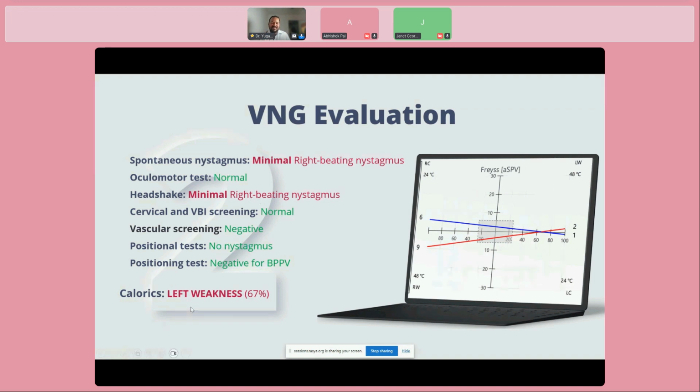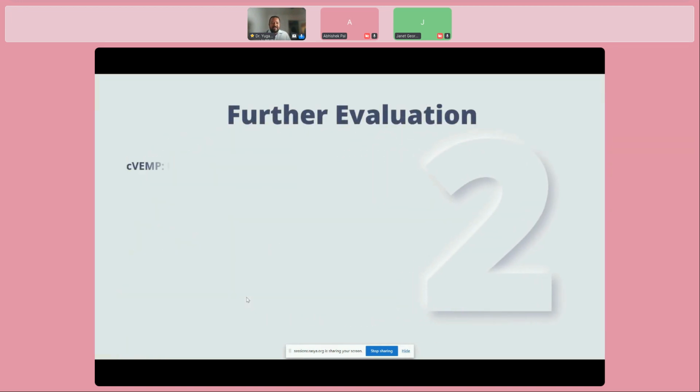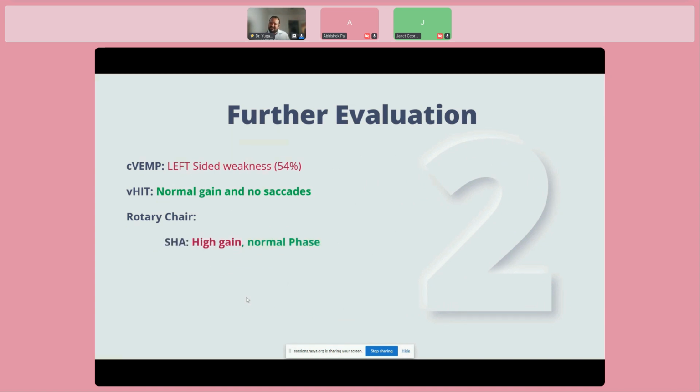Calorics indicated left side weakness by 67%. Again, 14 years, no proper treatment and no proper diagnosis. On further evaluation, cVEMP also indicated a left side weakness, but vHIT is completely normal. Rotary chair, does that make sense? Caloric is weaker and the VEMP is also weaker, but vHIT is actually normal. So that is something we have to look into, meaning that these tests are not correlating with each other.